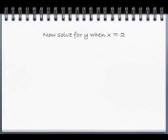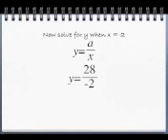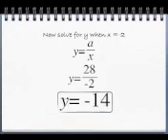Now, solve for Y when X is equal to negative 2. Y is equal to A over X. Y is equal to 28 divided by negative 2. Y is equal to negative 14.